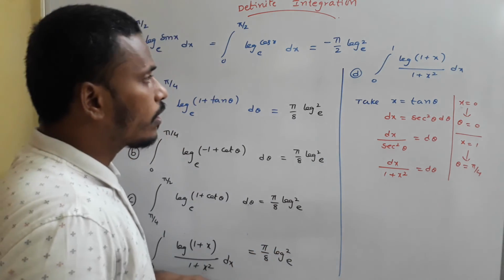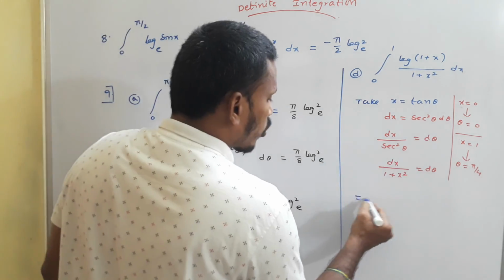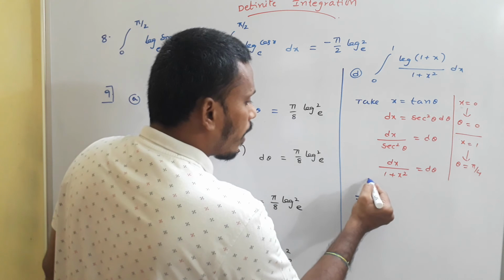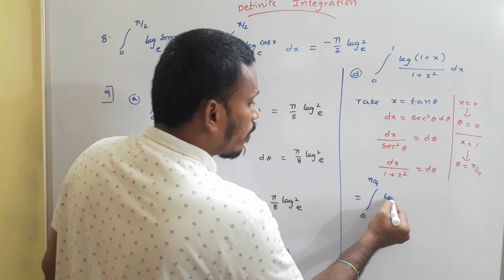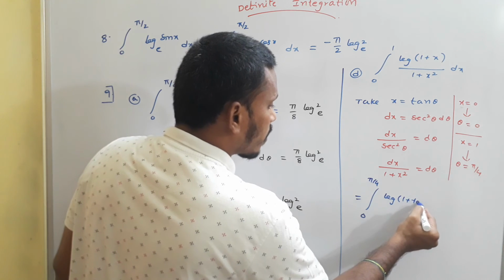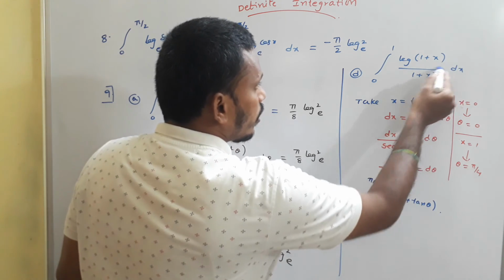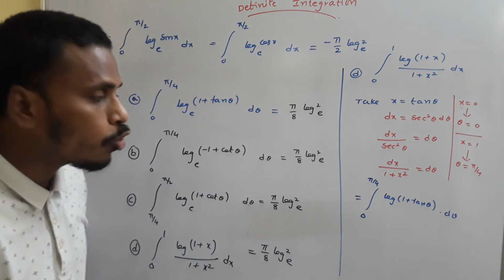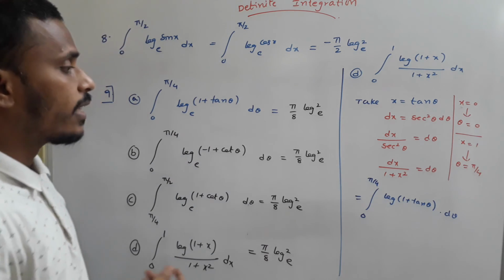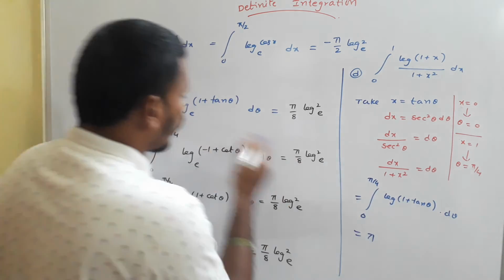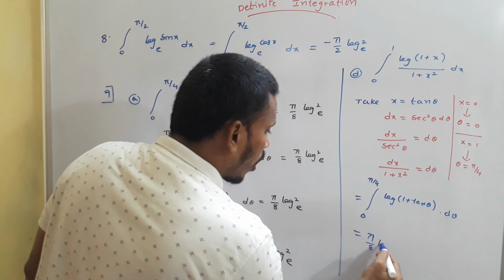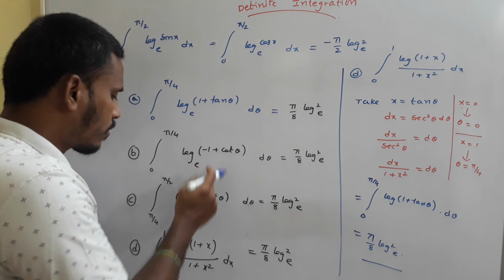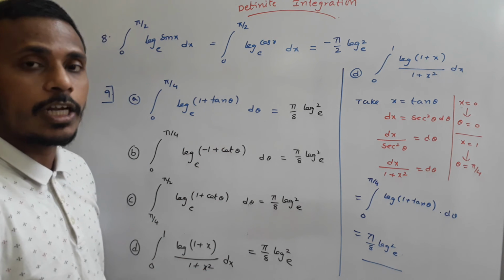Now you just try to convert the problem in terms of theta. So the given problem is equal to integral 0 to 1, limits will become 0 to pi by 4, logarithm of 1 plus x is nothing but 1 plus tan theta, into dx by 1 plus x square which is d theta. So integral 0 to pi by 4 logarithm of 1 plus tan theta d theta is nothing but, by this first one, pi by 8 log 2 to the base e. And for all these problems our answer is pi by 8 log 2 to the base e.